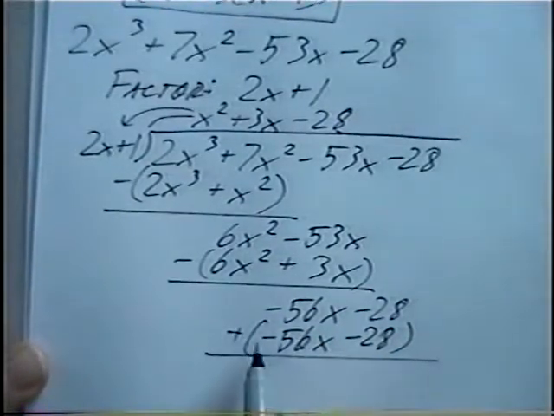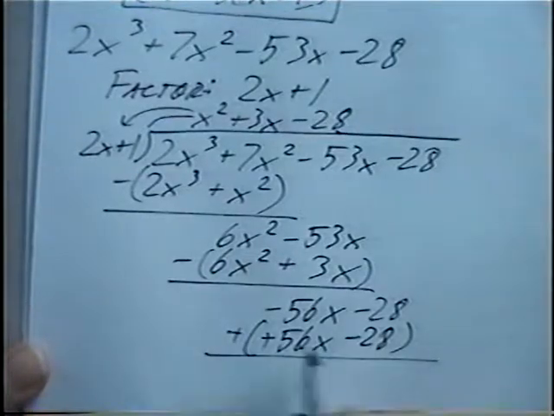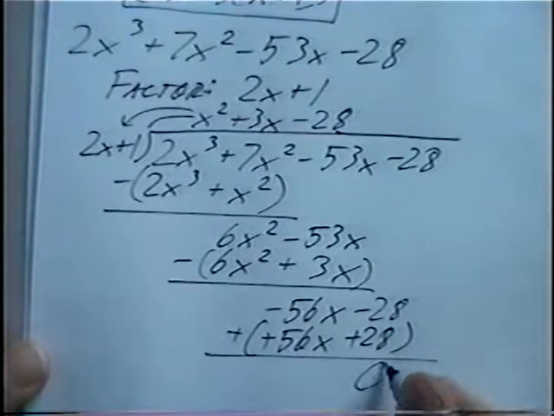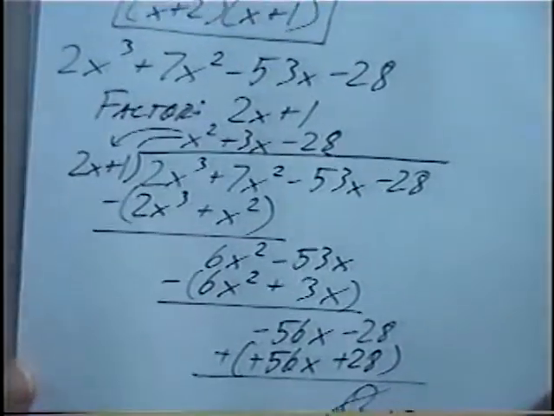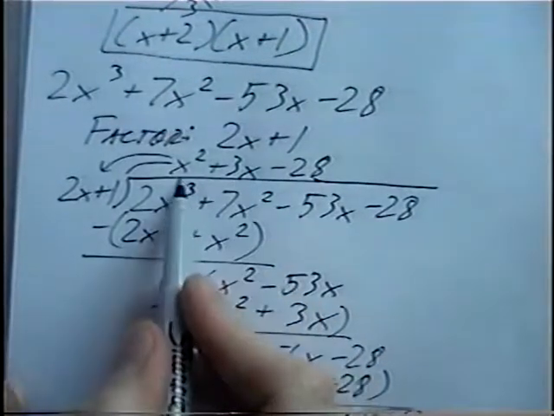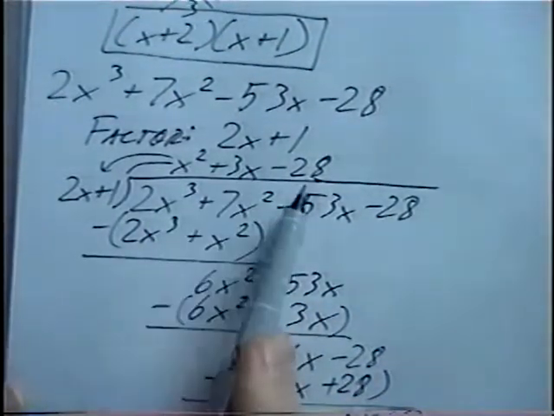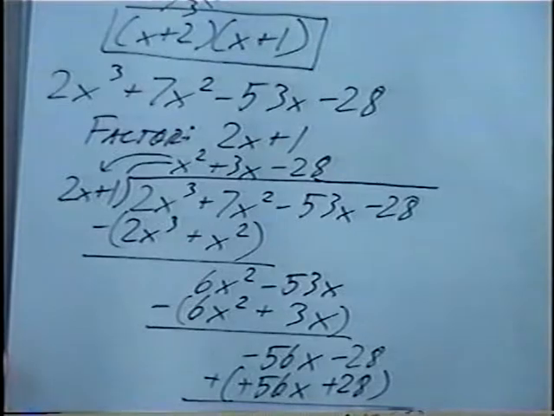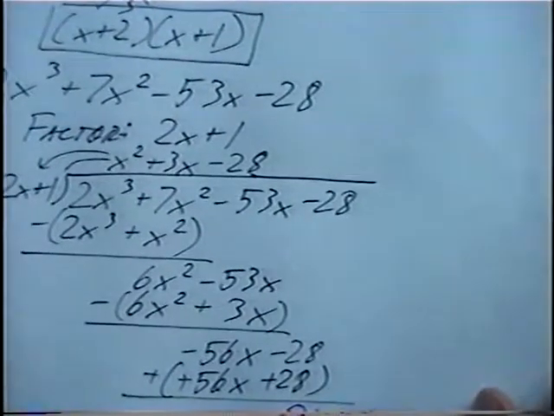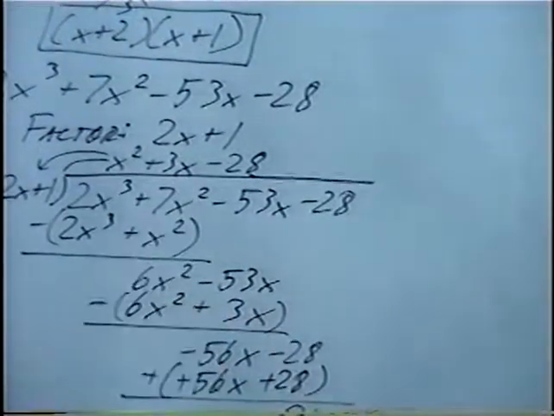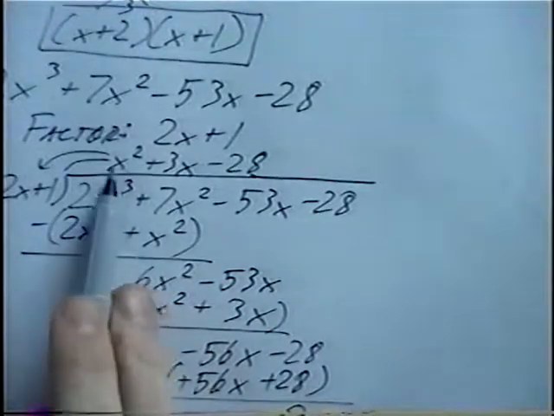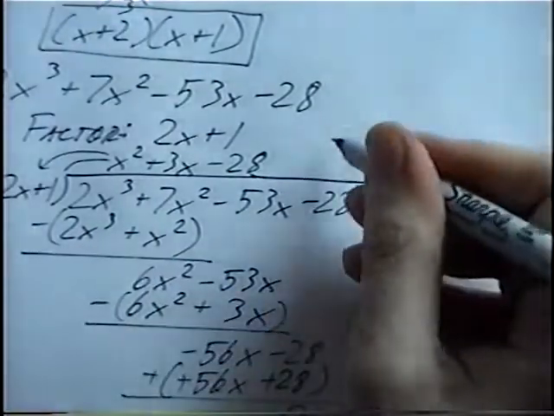Subtract down, this will change to positive. Minus a minus is positive. No remainder. And we have what's left over up top. X squared plus 3x minus 28. Again, that's not the answer. We want to find the remaining factors. So just like before, we want to factor this.